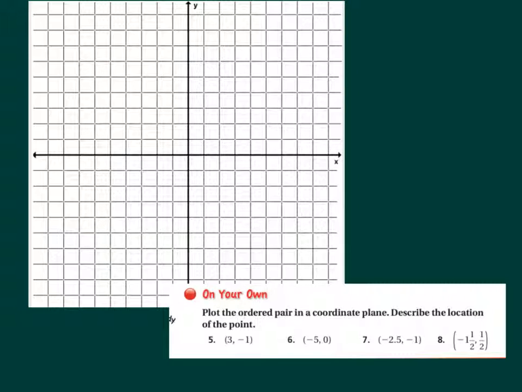So number 5, we're going to go right 3 and down 1. There's number 5, and its location, I'll put it off to the side. Its location is quadrant 4. Number 6, we'll graph it, -5, 0. So again, we go left 5. 1, 2, 3, 4, 5. We're right here. This is number 6. Its location is x-axis.